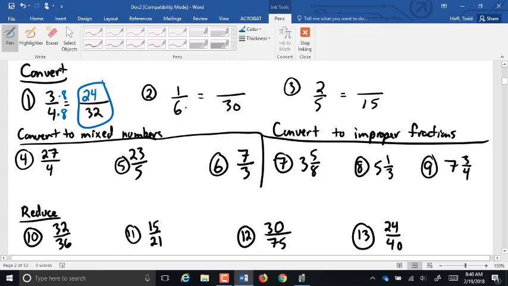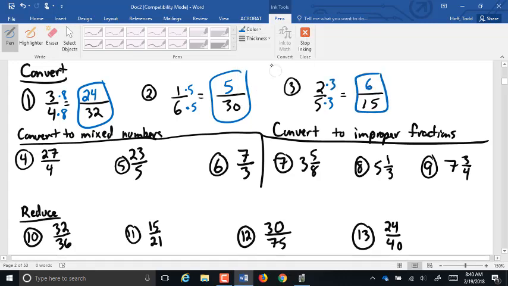And the second one, what do you multiply the 6 by to turn it into a 30? 6 times 5. So I have to do the 1 times 5 to make 5 30ths. And for the 2/5, what do we multiply the 5 by to turn it into 15? 3. So we multiply 2 by 3 to get 6.